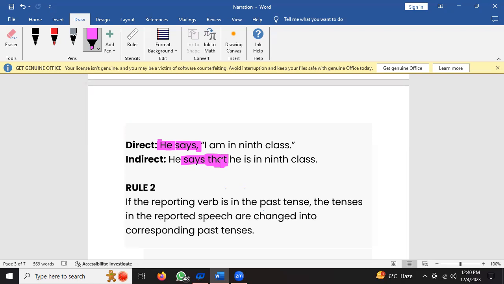And for that, I gave you two examples. One is direct and one is indirect. The last example which I gave was: he says, comma, inverted commas begin, I am in ninth class, right? So here says is present. The tense of the reporting verb is present. So there we don't have to make any change from the reported speech side, right? And we have used that as a conjunction in the sentence. So if the reporting verb's tense is present or future, we do not change the reported speech. The tense of the reported speech will not be changed into any corresponding tense.